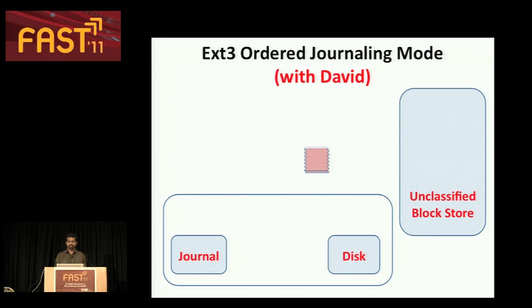With David around, when the file system writes the data blocks to the on-disk location, David doesn't have classification information yet, and hence stores this unclassified block in the unclassified block store, which is in memory. This happens with the next couple of data blocks too.